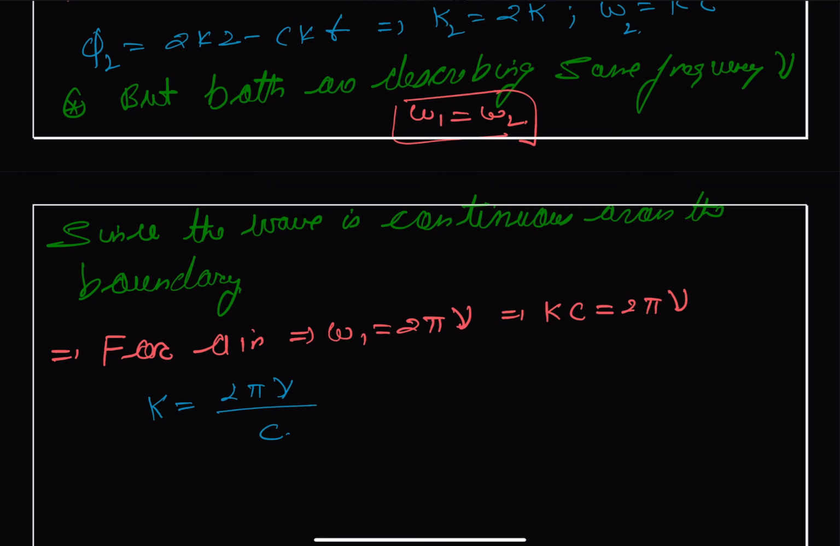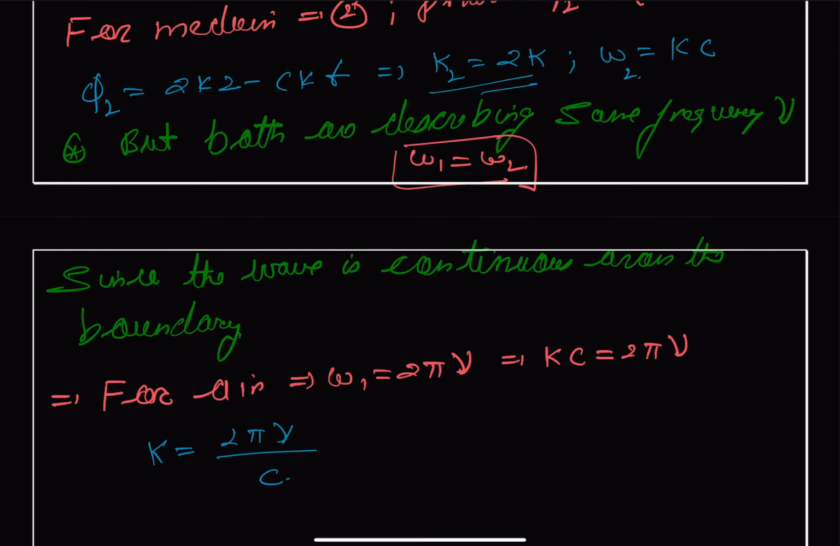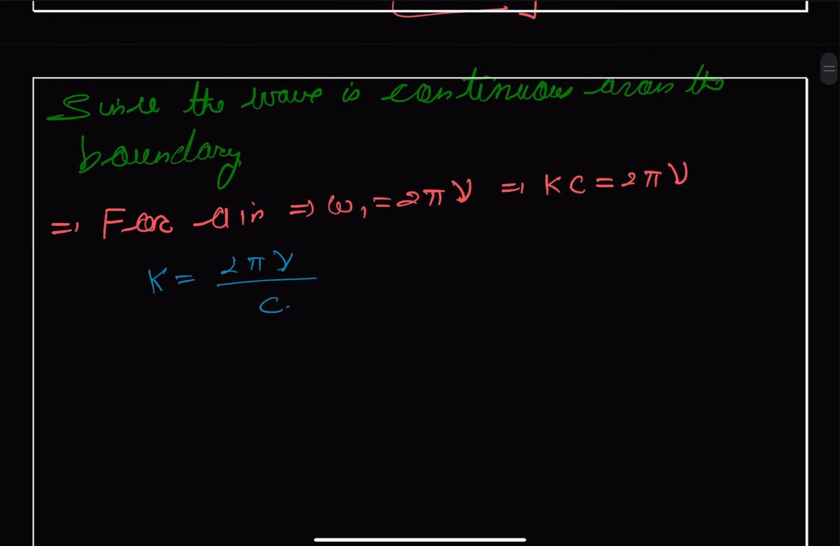And our k2 is twice k. Therefore, we can write k2, which is our twice k. This will be coming as 4 pi nu upon c.